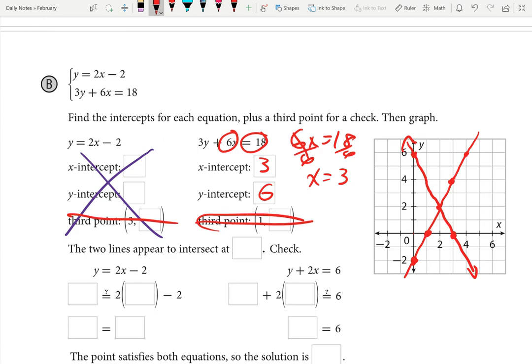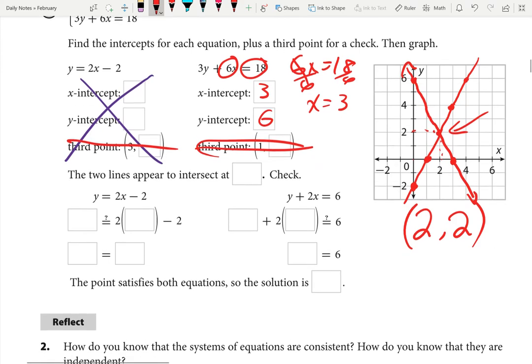Now, all you have to do is look at where they cross. They cross clearly here at this point, which is at 2, 2. So your answer is the point 2, 2.